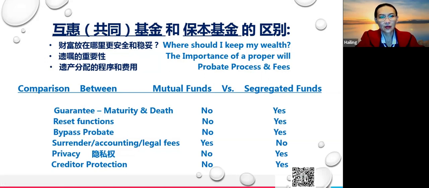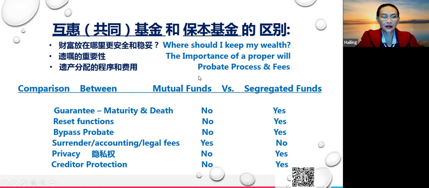So let's do some comparison between the mutual fund in the bank and the segregated fund in the insurance company. Here, we just simply show you the difference, the pros and the cons, okay? As we can offer both products as your choices, there should not be any bias in our comparison.